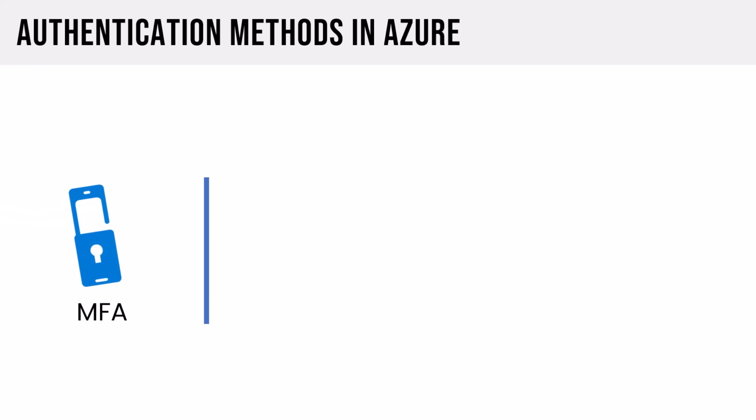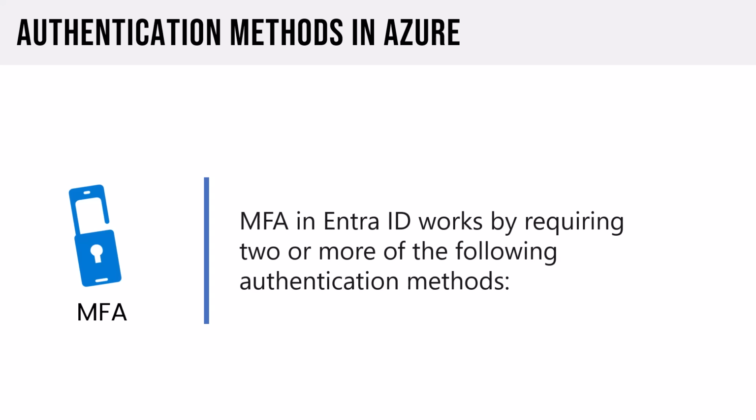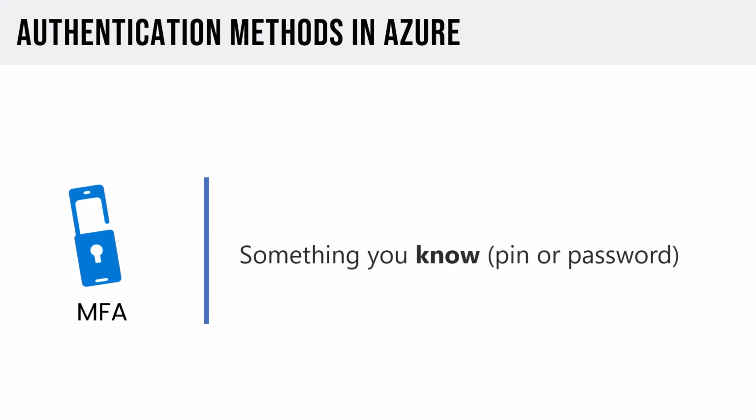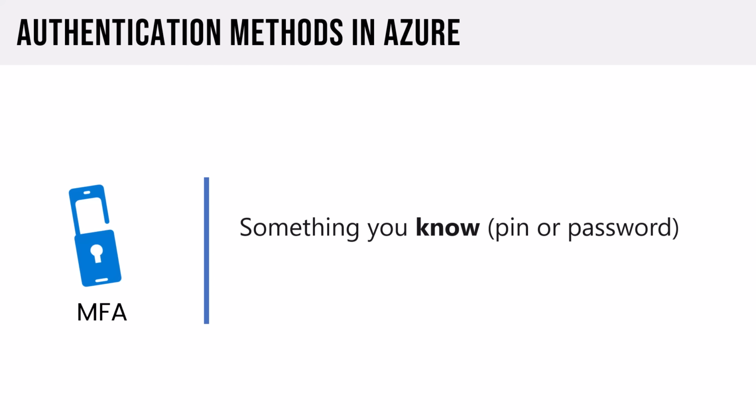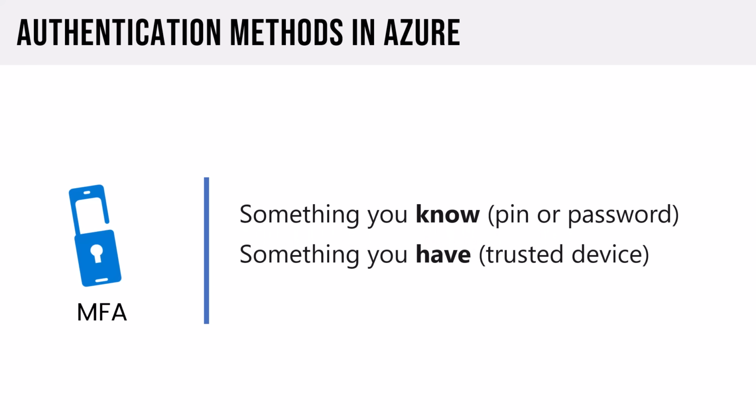Next, we have multi-factor authentication, or MFA for short. MFA in Entra ID works by requiring two or more of the following authentication methods. Something you know, like a PIN or a password. Something you have, like a trusted device, such as your mobile phone. And we'll talk about how Microsoft helps us leverage that smartphone in a moment. And then something you are, biometric authentication, like your thumbprint or Face ID.